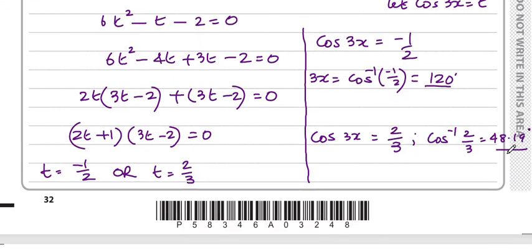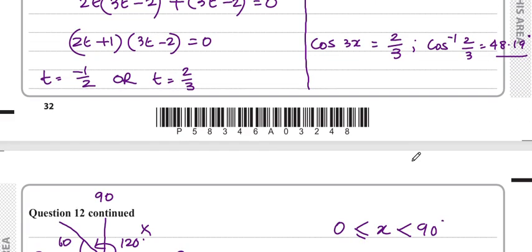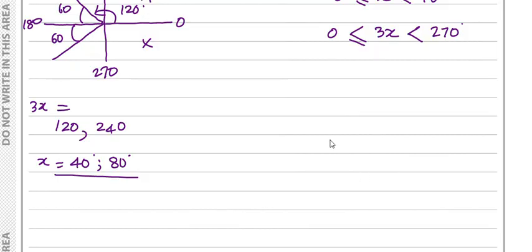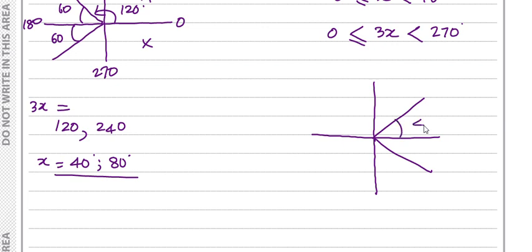So cos 3x is equal to 48.19, and the cos of the angle is positive. Therefore, let's draw the quadrant diagram once again. Okay, so this time cos is in the positive region, here and here. These are the two quadrants where cos is positive. So we calculated that this is 48.19 and this is also 48.19.